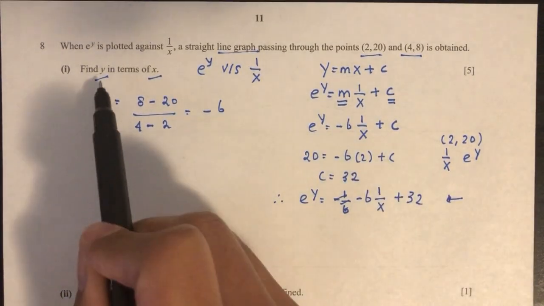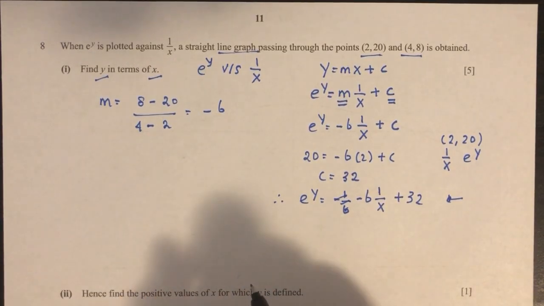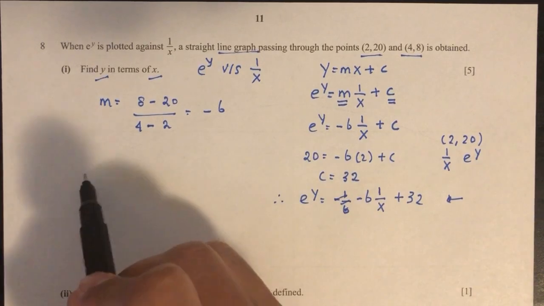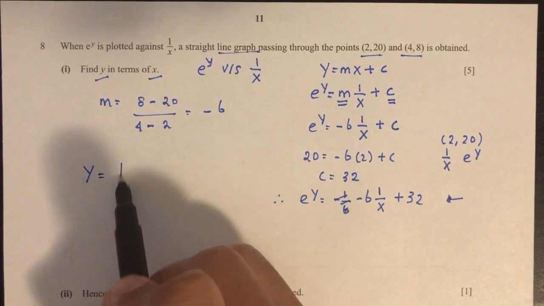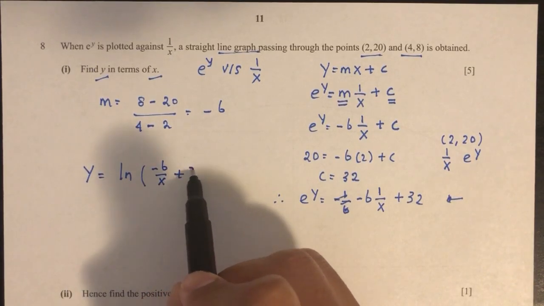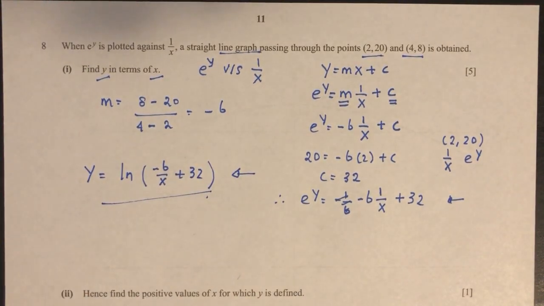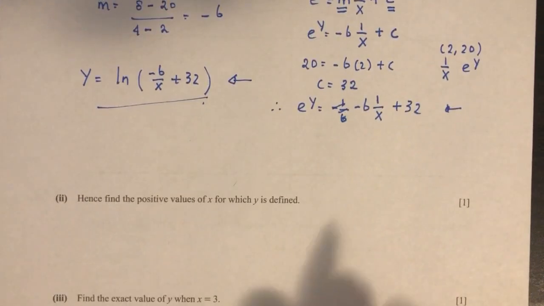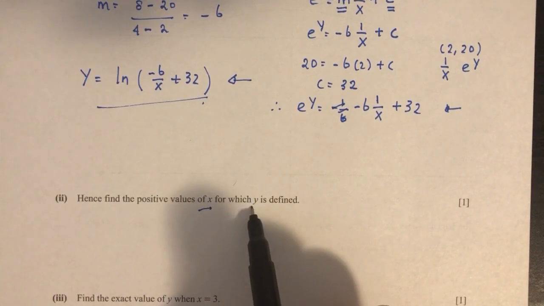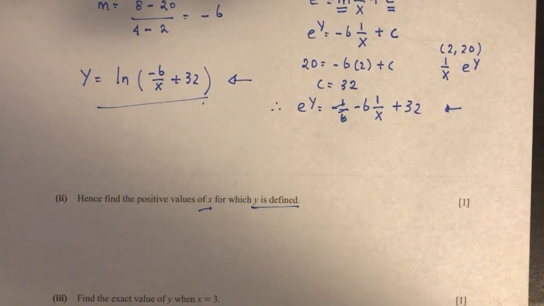So now we have to make y in terms of x. So let's continue here. How do you make this y? You have to send e to the other side. It will become ln of minus 6 over x plus 32. Okay, this will be your answer for part 1. Now for part 2, hence find the positive value of x for which y is defined. So from this equation, let's find the positive value of x.